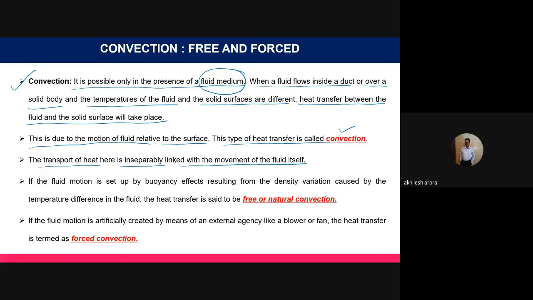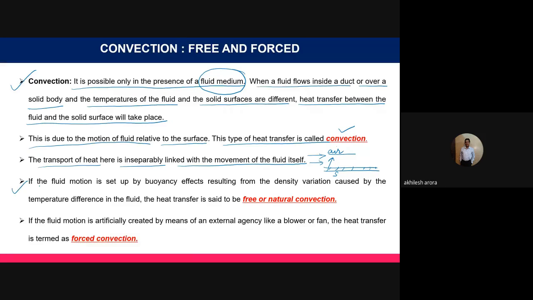So basically, if I say this is a solid surface here, and some air is flowing over it, that means the heat transfer will take place from this solid surface to the air, and this mode of heat transfer is known as convection.